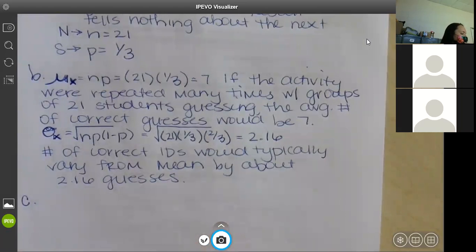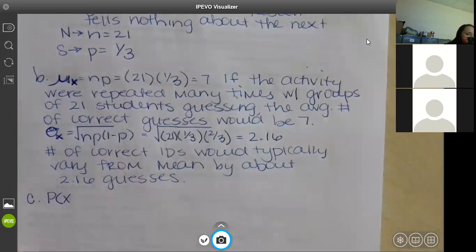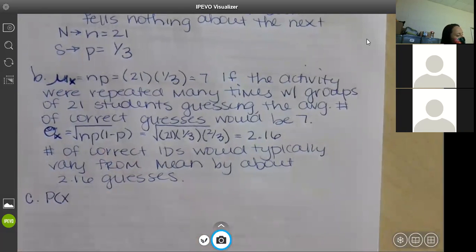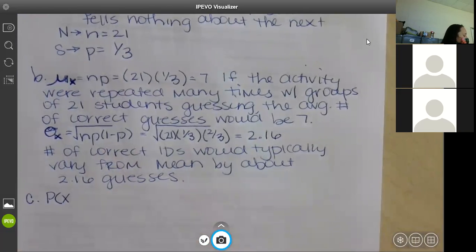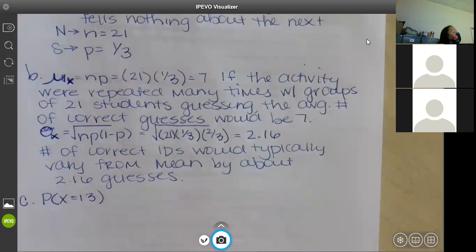Part C says, of the 21 students in the class, 13 made correct identifications. Are you convinced that Mr. Bullard's class, two different names there, students could tell bottled water from tap water? Justify your answer. So how do we figure that out? We're going to look at the probability of what? So how many were successful? What did it say? 13. Now listen to this carefully. There were 21 students. There were 13 correct identifications.